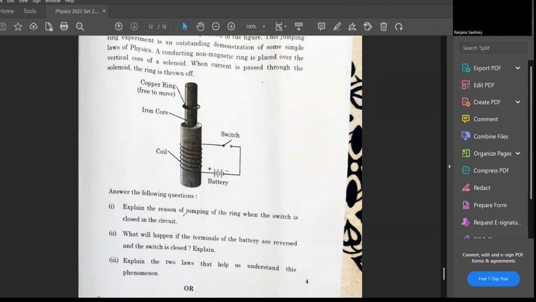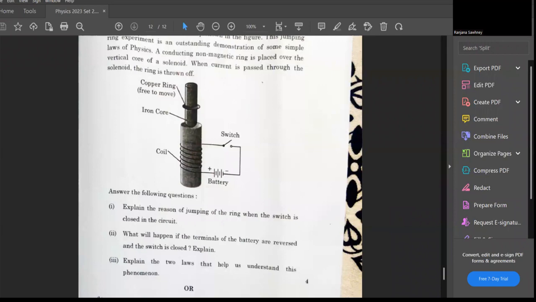The two laws are Faraday's laws of electromagnetic induction, which state that whenever there is a change in magnetic flux linked with a coil, an induced EMF or current is produced. And the second is Lenz's law, which states that the induced EMF produced opposes the rate of change of magnetic flux. Again, there is a choice over here.